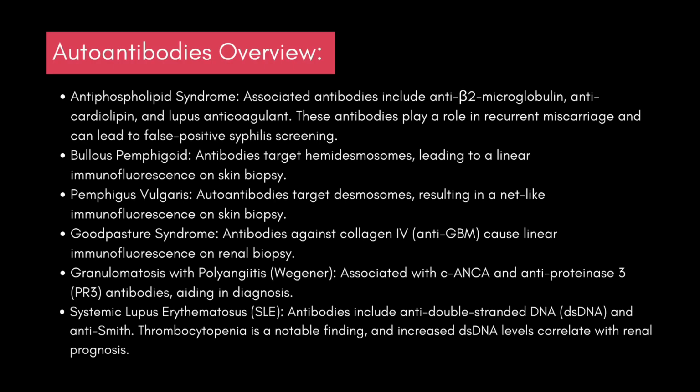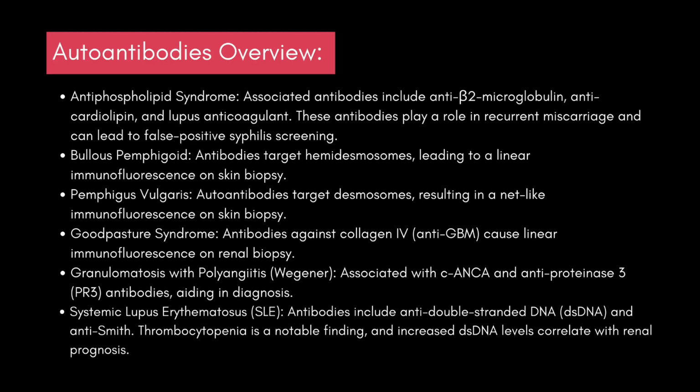So today I'd like to cover autoantibodies and the diseases that are associated with them. Starting off, I'd like to talk about antiphospholipid syndrome. This is associated with antibodies which include anti-beta-2 microglobulin, anti-cardiolipin, and lupus anticoagulant. These antibodies play a role in recurrent miscarriage and can lead to false positive syphilis screening.